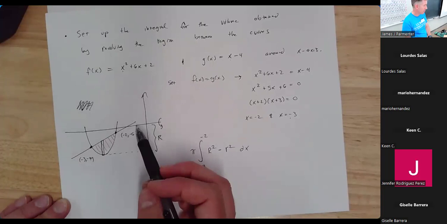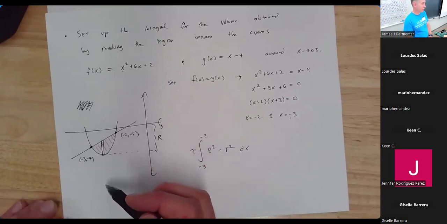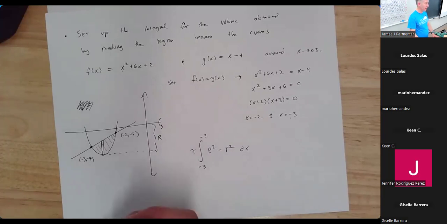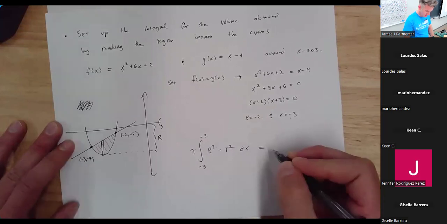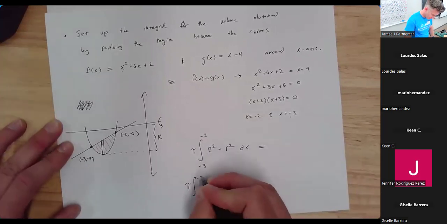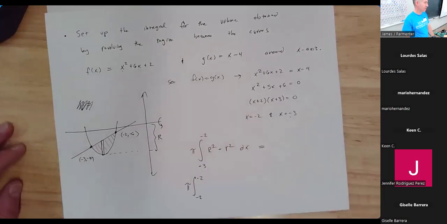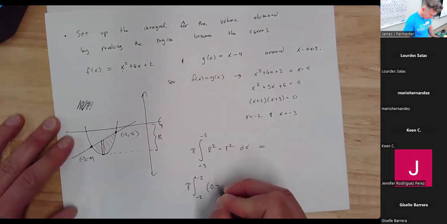Right? There's no way I could draw a straight line that would be below an upward opening parabola and still cross it twice. The issue here is that since everything is below the x-axis, the parabola is actually the bigger radius because it's further away from the x-axis. So you're not going to like this, but my larger radius is not x squared plus 6x plus 2. It's actually 0 minus x squared plus 6x plus 2.